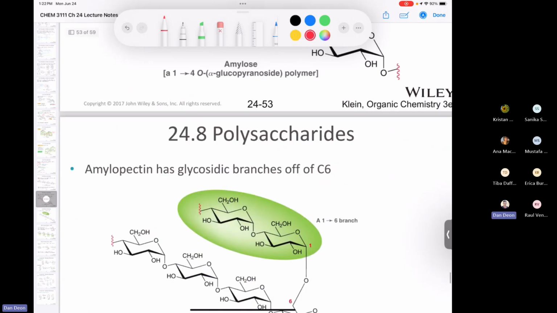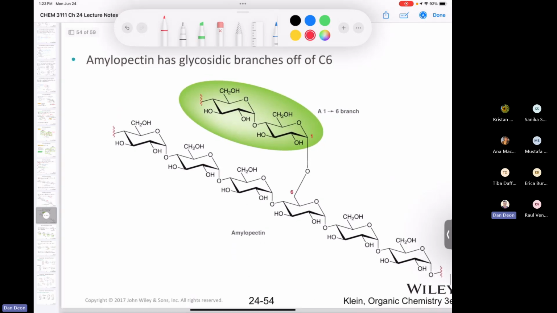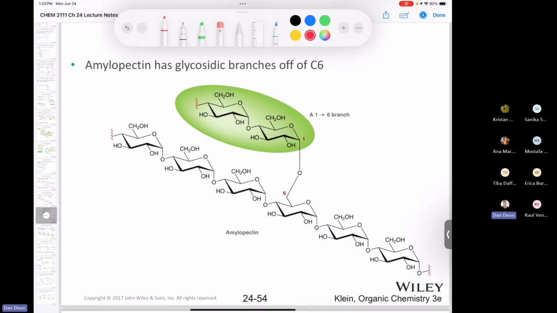carbon 6. So I'll show you what I mean here. It says here, amylopectin has glycosidic branches off of carbon 6. So that's amylose and amylopectin. And the book, I think, talks about water solubility a little bit, how amylose is not water soluble, but amylopectin is water soluble.